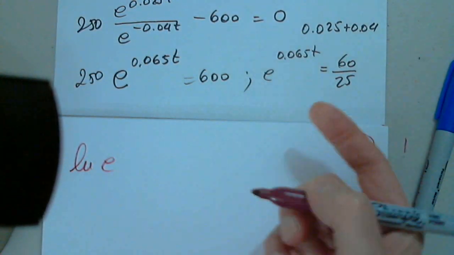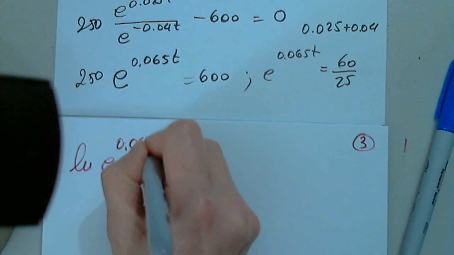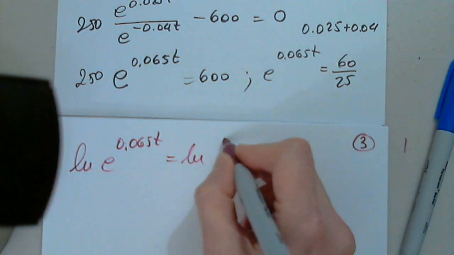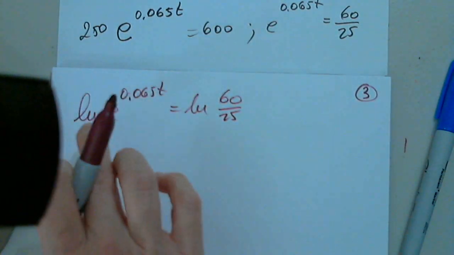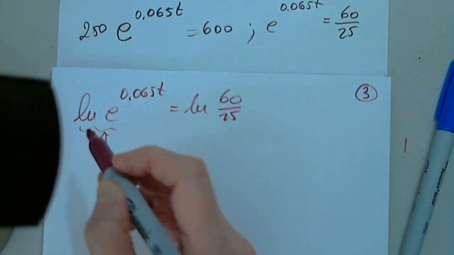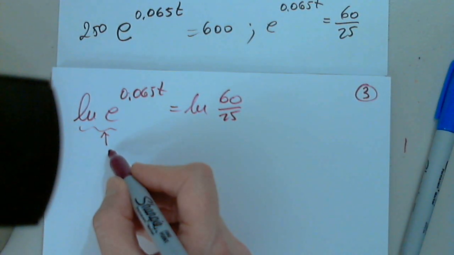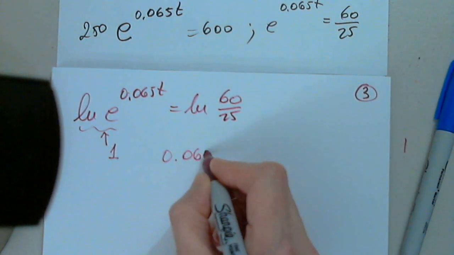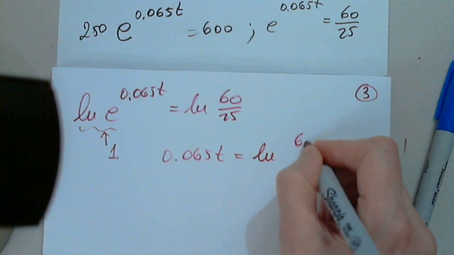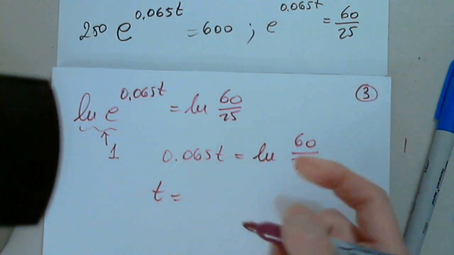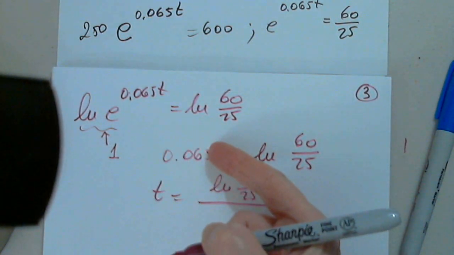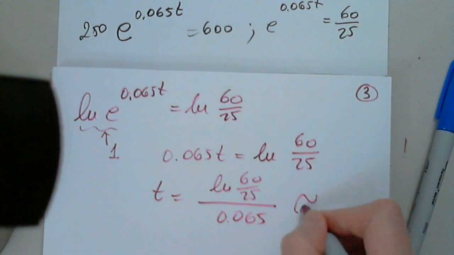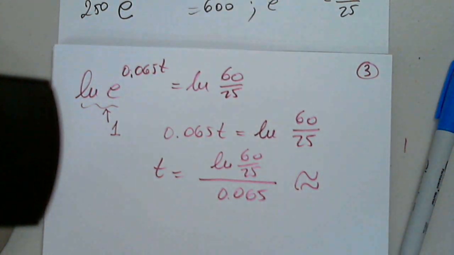So natural log of e to 0.065t equals natural log of all that. I don't care what it is. I'm going to plug it in the calculator. So then I have this in front, natural log e. How much is natural log e? Is 1. Very good. So 0.065t equals natural log of 60 over 25. So then t will be this entire number, do not separate anything, over this number. And then I will approximate. So I have the calculator ready.